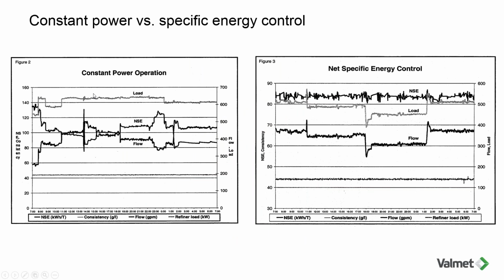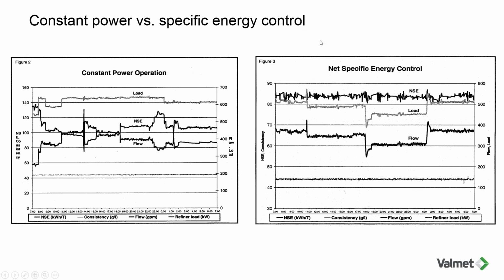So a step improvement is constant power control. Here you see how much power is constantly being applied to the fiber. The downside to this is that as flow changes, you can see the flow changes here, because the power is constant, then the energy per unit ton fluctuates in the opposite direction. Less fiber, same power, more energy, and vice versa.